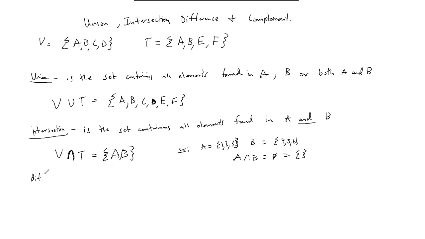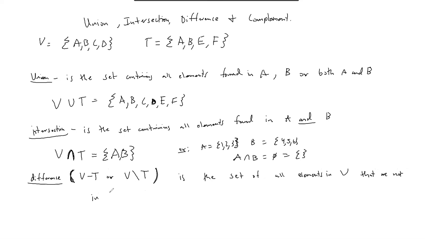Actually, let's do difference first, because this one could be a little tricky. So you could denote the difference V minus T, or sometimes use a backslash to denote set subtraction. And the reason I'm using this notation here is because it's important which set we're talking about, with regards to these two sets, V and T. The difference, V minus T, is the set of all elements in V that are not in the set T.